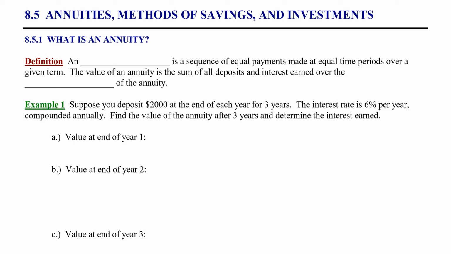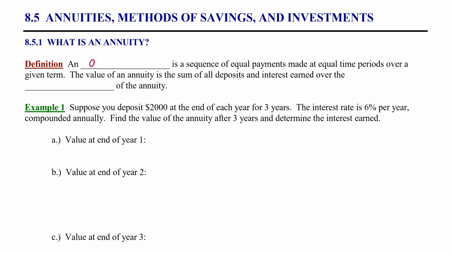So what is an annuity? An annuity is a sequence of equal payments made at equal time periods over a given term. So, for example, we talked previously about depositing $25 per month into a savings account every month for 25 years. That's an example of a long-term investment. The regular payments that we were making were $25 each. They were made every single month over a long period of time.